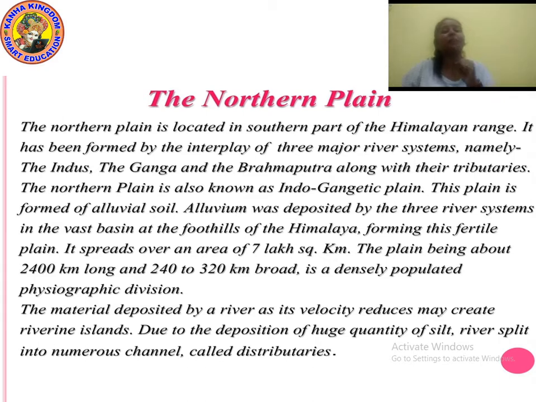Thus, the material deposited by the river as its velocity reduces may create riverine islands. As the water level decreases, the pressure increases, and it creates riverine islands, and these riverine islands create the distributaries.